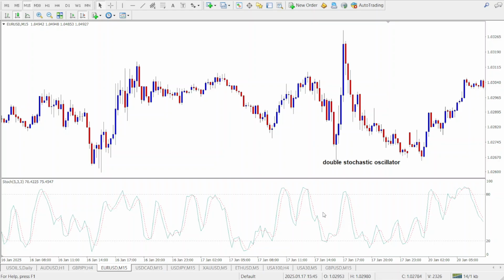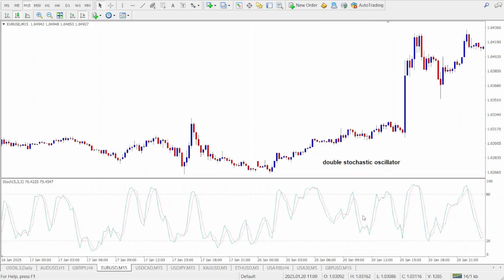The standard stochastic oscillator measures momentum and identifies overbought and oversold conditions in the market. However, the double stochastic oscillator takes this a step further by layering two stochastic oscillators with different settings. This approach gives you deeper insights into market conditions, allowing you to filter out noise and focus on more reliable signals. Essentially, it's like having a second layer of confirmation, which is especially helpful in volatile markets or when trading in tricky conditions.